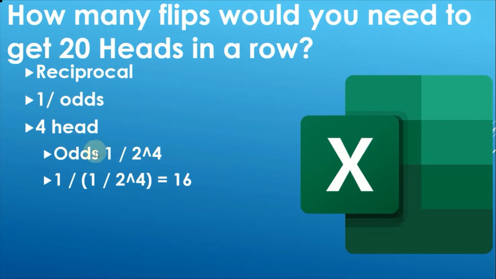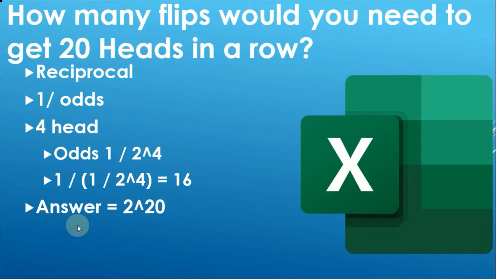So for 4 heads in a row, and again, this doesn't mean it's going to happen, you have to probably flip the odds, 1 over the odds. So 1 over the odds of 2 to the 4th is 16. So you'll probably have to flip a coin 16 times to get 4 heads in a row. And the answer for 20 heads in a row is actually 2 to the 20th. The number of times you have to flip is just the number of sides to the power of the number of consecutive ones. And you could do the same formula for other things, I believe.